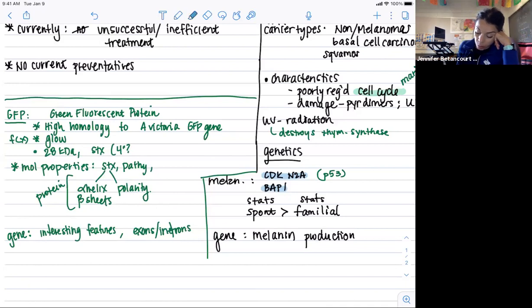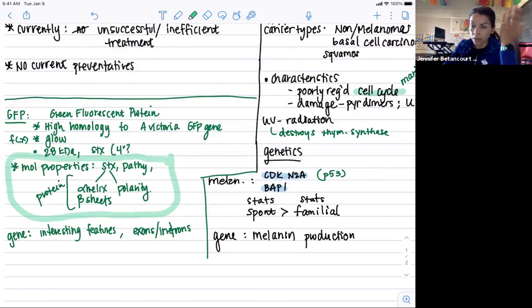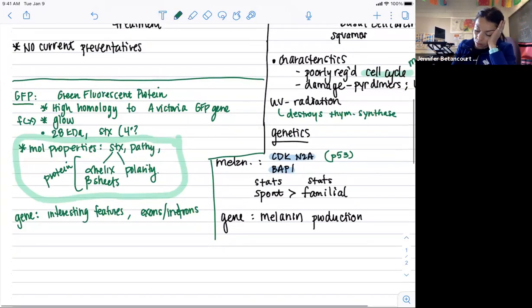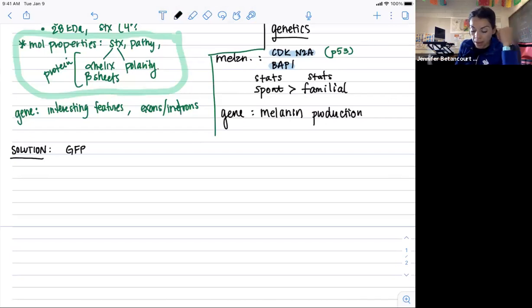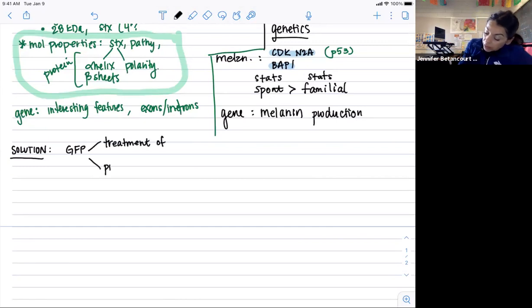So I would say for the most part, however, everyone's aims are going to be dealing with the protein version of that, because you're going to be using the GFP to see if you can either cure or prevent skin cancer. Okay, and so the last thing that we have to determine is the solution. We know that you're proposing to use GFP, but you need to decide as a group, do you want to propose to use it as a treatment, or a preventative? Those are two completely different ideas.